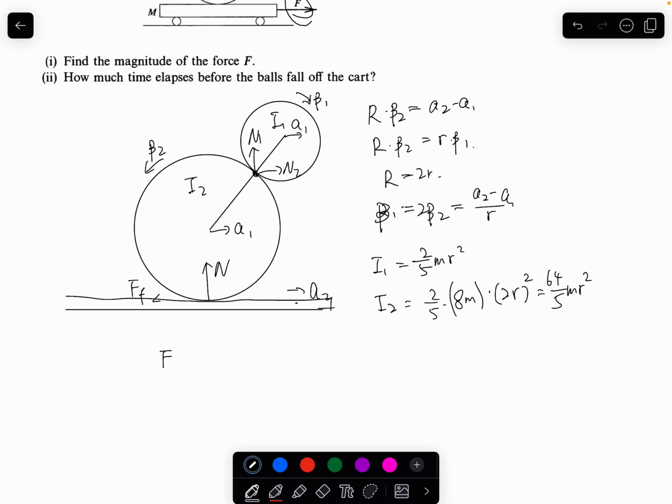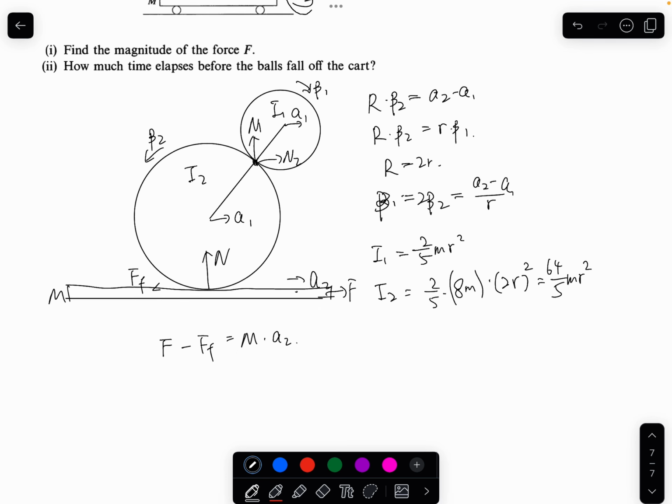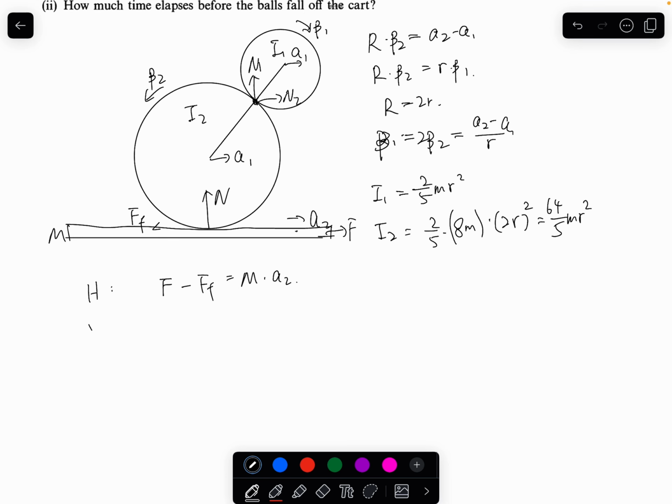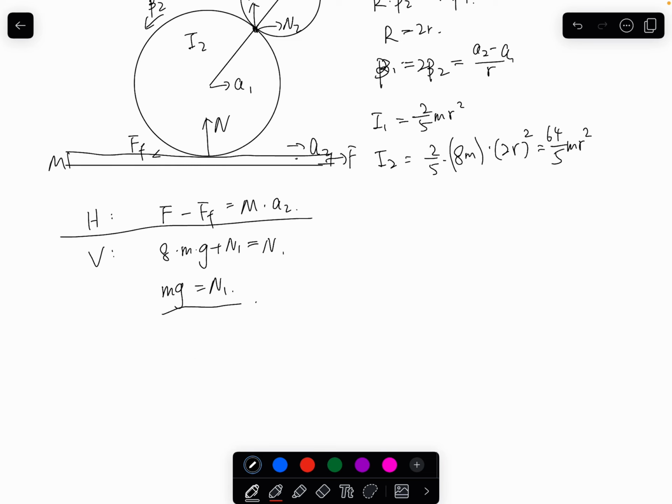The first is F minus F friction equals m times a2. So this is the card, and this is the horizontal way, and next we will write the vertical ones. We have 8m times g plus N1 equals N. This is for the second ball, and we also have mg equals N1. This is for the first ball and the second ball.